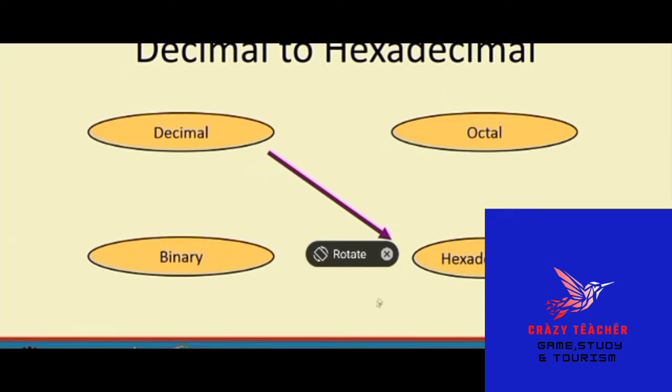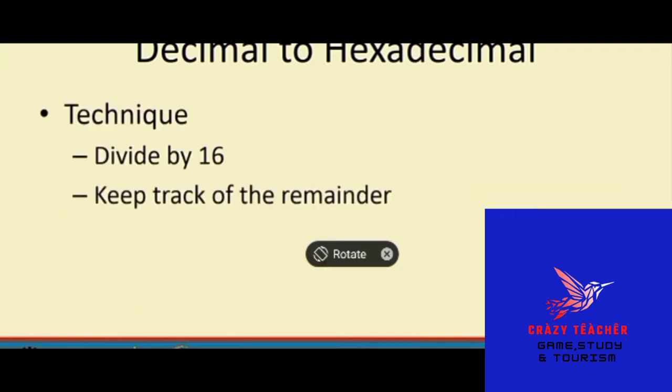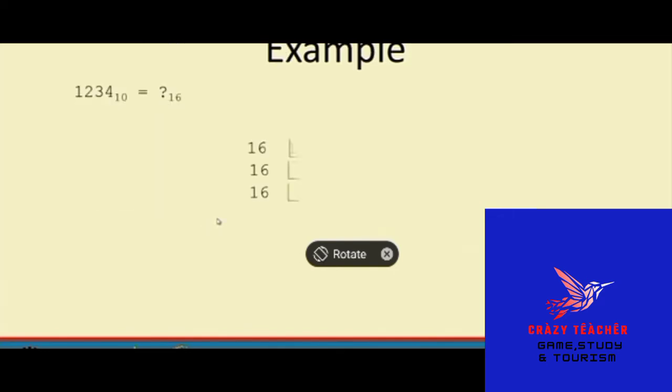Decimal to hexadecimal conversion is also similar in nature. Here we have to divide by 16, as you can understand by this time. So for this base conversion, we divide by 16 and keep track of the remainder. Here we convert 1234 in base 10 to hexadecimal. The only thing is that the division becomes a bit complex.